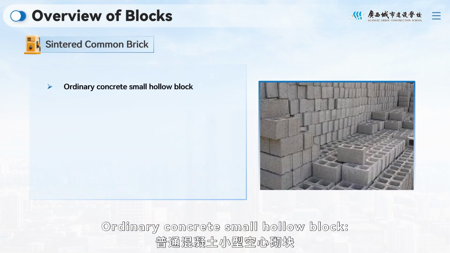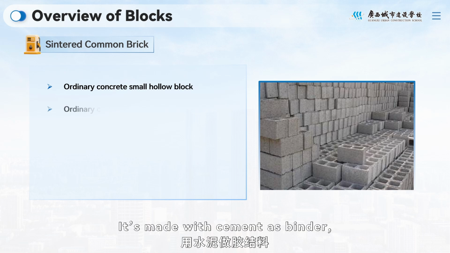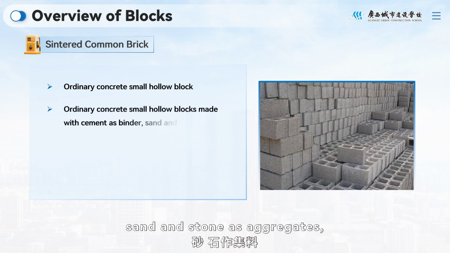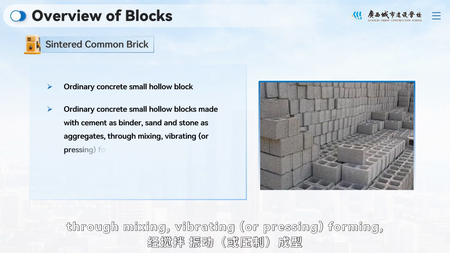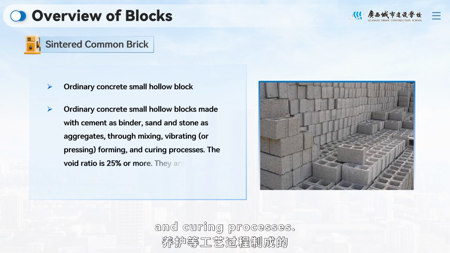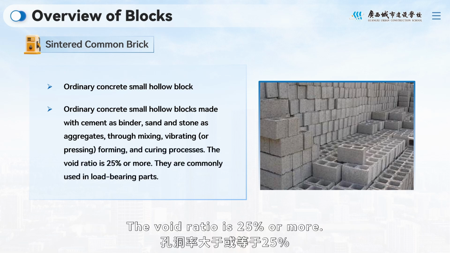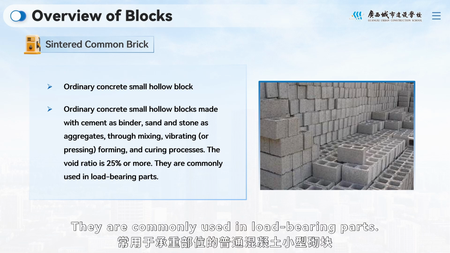Ordinary concrete small hollow block. It's made with cement as binder, sand and stone as aggregates, through mixing, vibrating, or pressing, forming, and curing processes. The void ratio is 25% or more. They are commonly used in load-bearing parts.